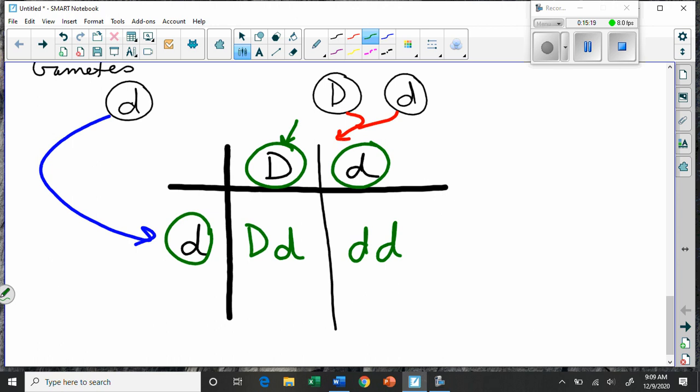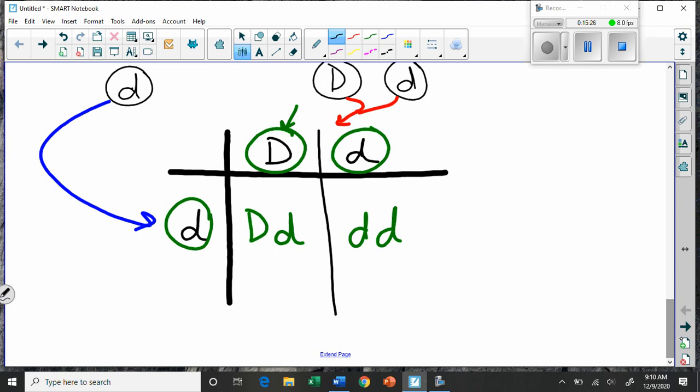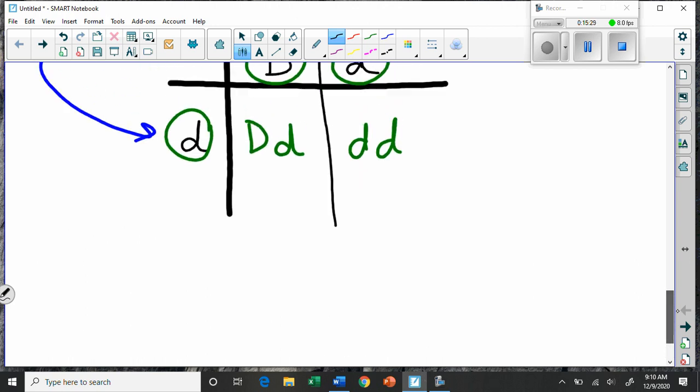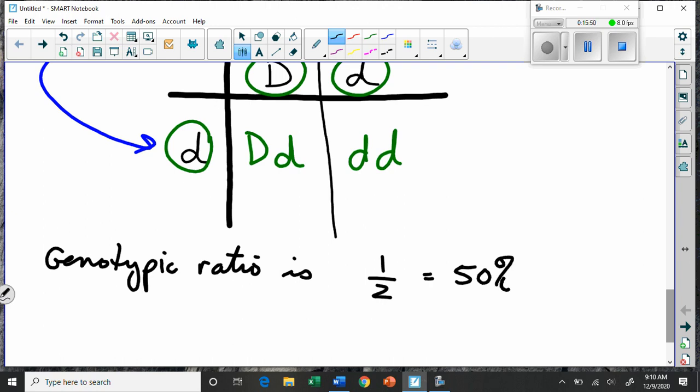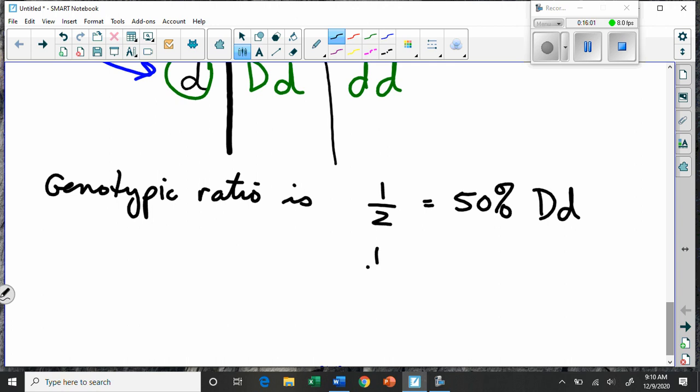And so what we would say is for the genotypic ratios, the two possible genotypes, we want to say, well, there's this one. The genotypic ratio is 1 out of 2. There's two possibilities in the square, and there's one of them, which is 1 out of 2, which is the same as 50%. So we usually write it as a percent. 50% this genotype, heterozygous, and the other one is 1 out of 2, or 50% homozygous recessive.